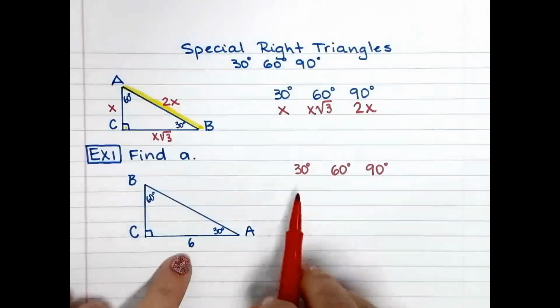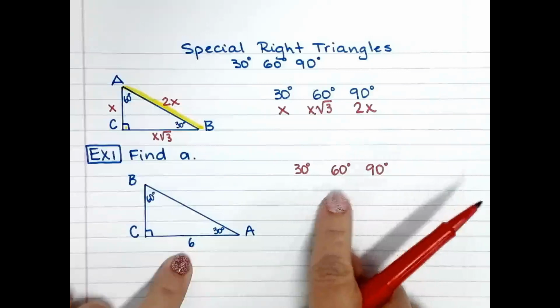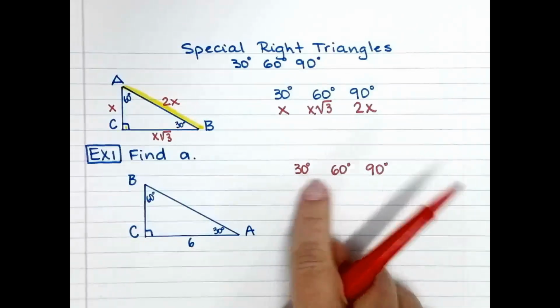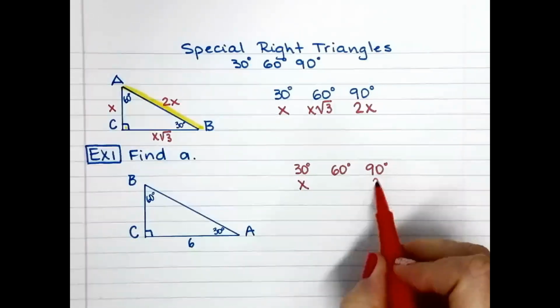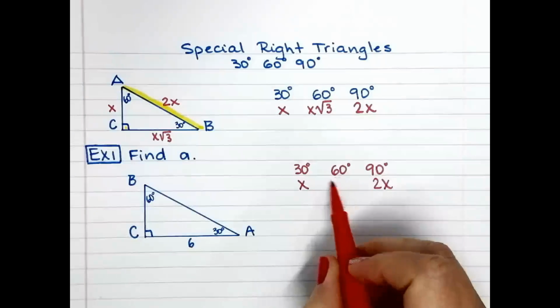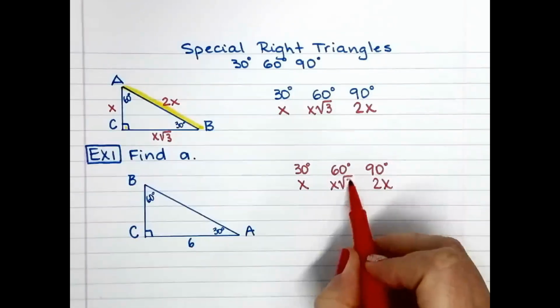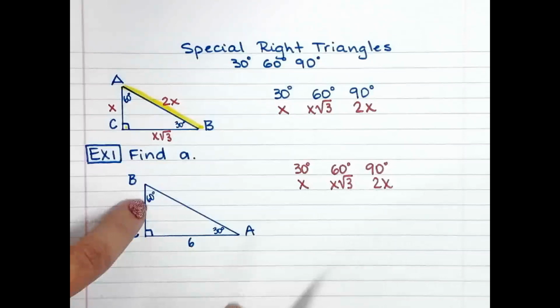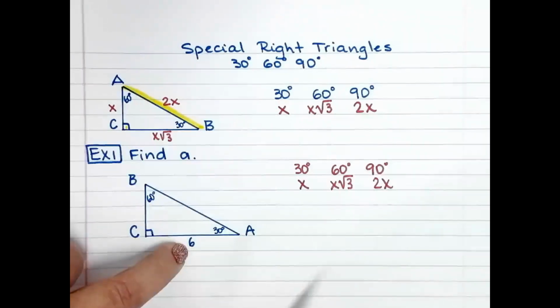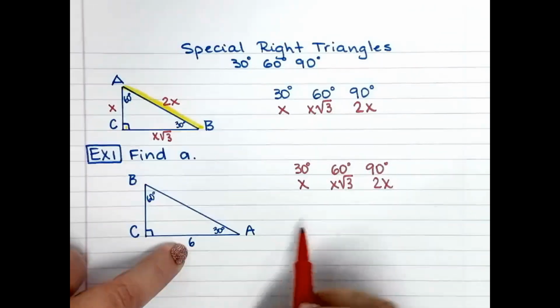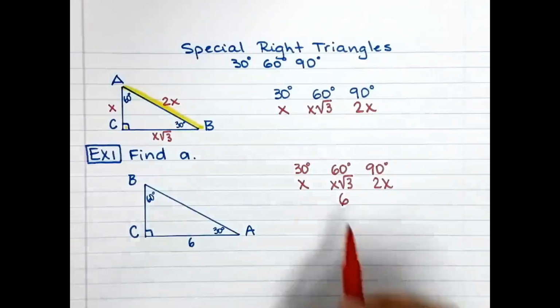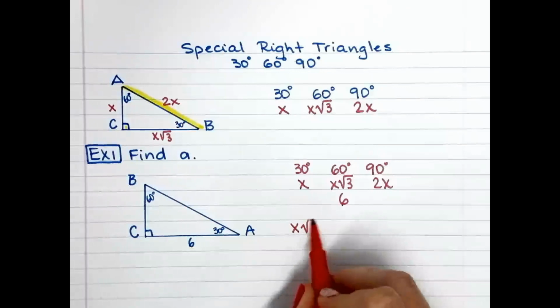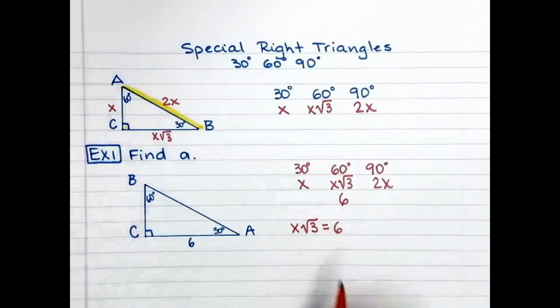Okay, so here, like we did on the 45, 45, 90, before you start, you need to write out the ratios. I know across from 30 is x, across from 90 is 2x, and right across from 60, I have x square root of 3. Right across from 60, I have 6. What does that mean? That means x square root of 3 equals 6.